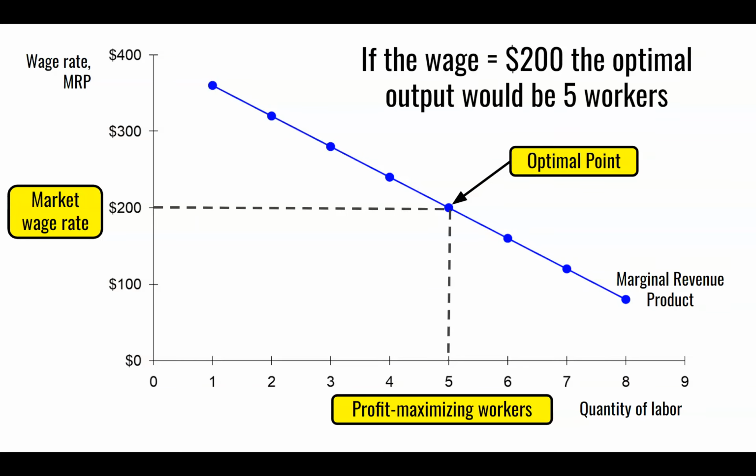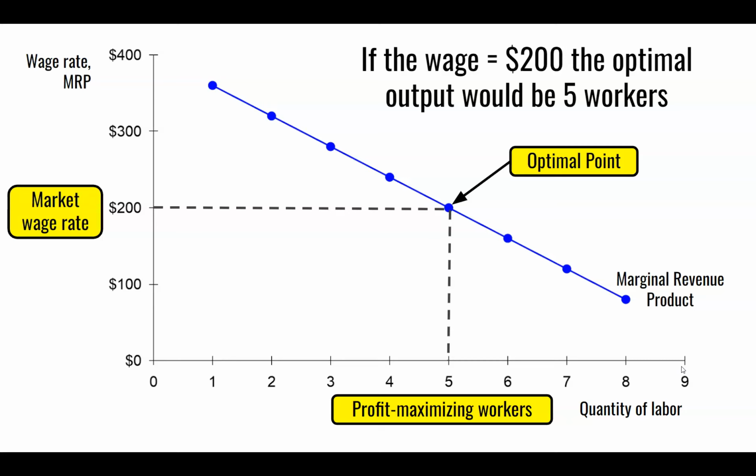I could then graph the marginal revenue product on a graph using the vertical axis is money, which is showing us both the wage rate and the marginal revenue product. And the horizontal will be the quantity of labor that I'm hiring. And I can see that if the wage is $200 per worker, the optimal output would be 5 workers because it's the fifth worker that is the last person who is producing at least as much value to the company in terms of revenue as he costs to hire.